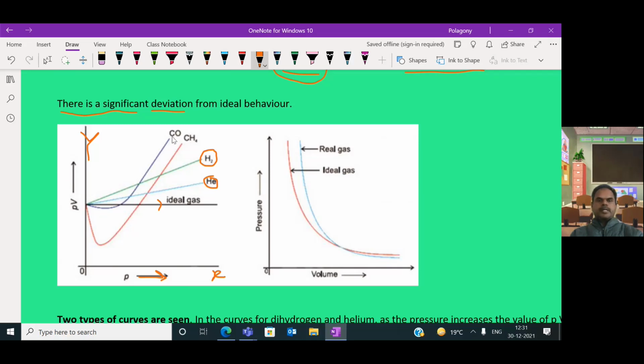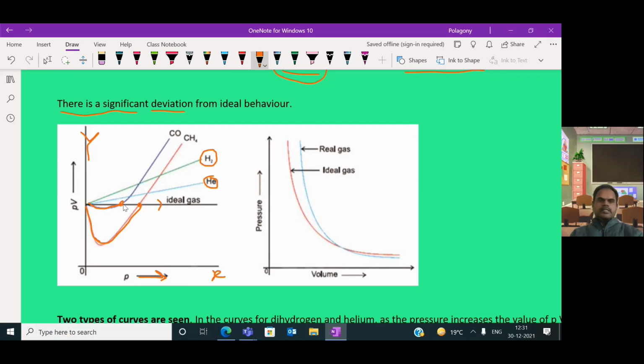Look at carbon monoxide and methane. When the pressure increases, the product of pressure and volume decreases along this line. When pressure increases further, it increases again. At one particular pressure, it meets the ideal gas line, intercepting it. Similarly for carbon monoxide, it intercepts at one particular pressure.